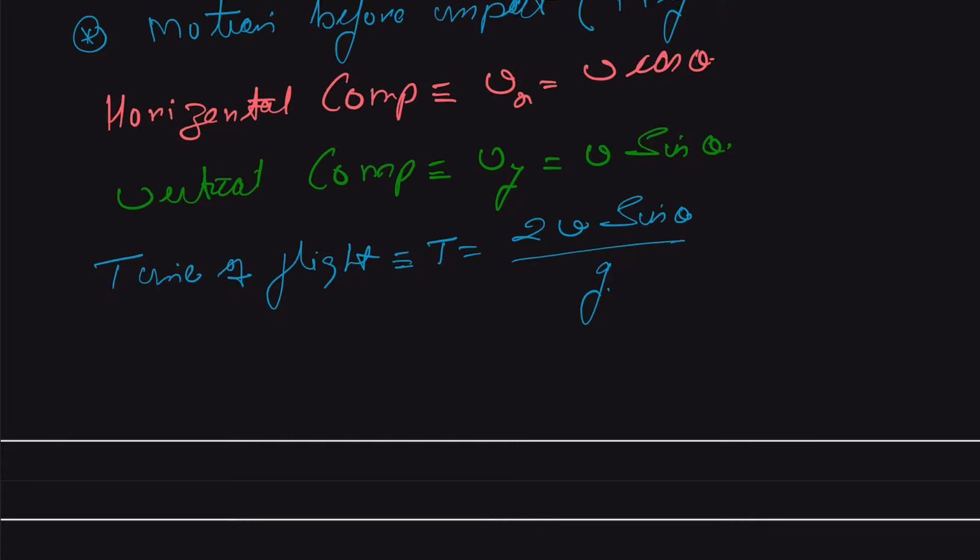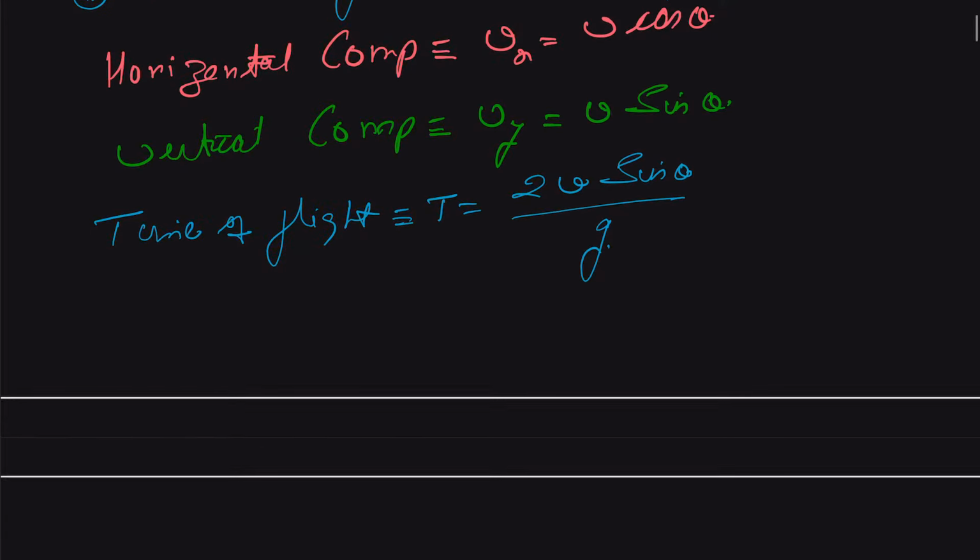Yeah. So we were discussing the projectile motion, and using the basic formulas of projectile motion, we got the time of flight as 2v sine of theta divided by g, and then we can find out the horizontal distance traveled in air.